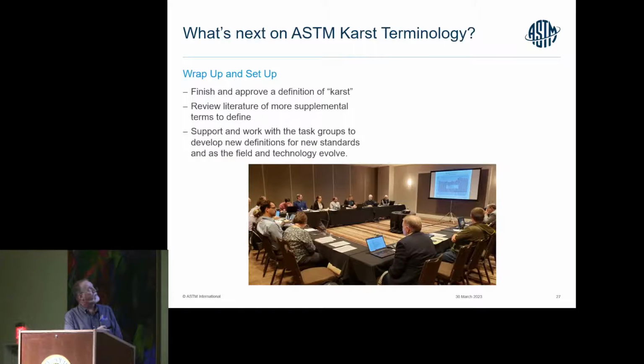Where are we at? What's up next? Well, we need to finish defining karst, or at least agreeing, get it balloted, and finish reviewing, finding any additional terms to add, to define, and then try to support the rest of the task groups with terms that they may need defined.